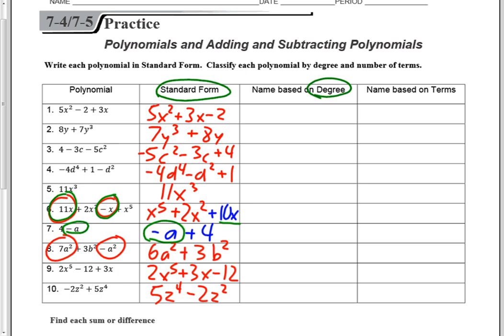Degree. What do you write down for degree? It's the biggest exponent. I see a 2. 3, 2, 4, 3, 5, 1, 2, 5. If you don't see an exponent, there's actually a 1 there. 5, 4. Whatever the biggest one is. That's just vocabulary. That's to make sure that when you get an SAT question that says, what's the degree of this equation, you're able to answer it.